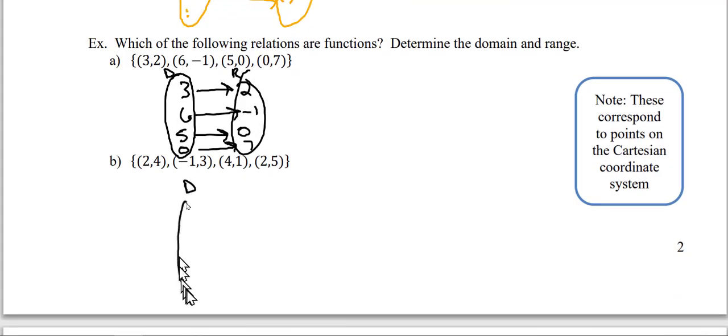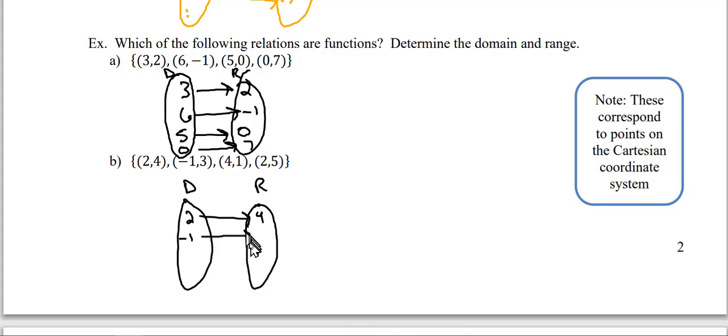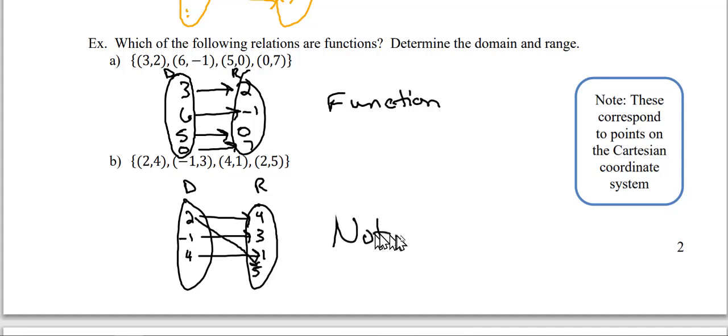Here for my domain, I have 2 going to a range value of 4. I have -1 going to a range value of 3. I have 4 going to a range value of 1. And oh wait, I have 2 again going to 5. This one we said was okay. It's a function. This is not a function because I have one input, this 2, going to 2 different output values, 2 different y values. Okay.